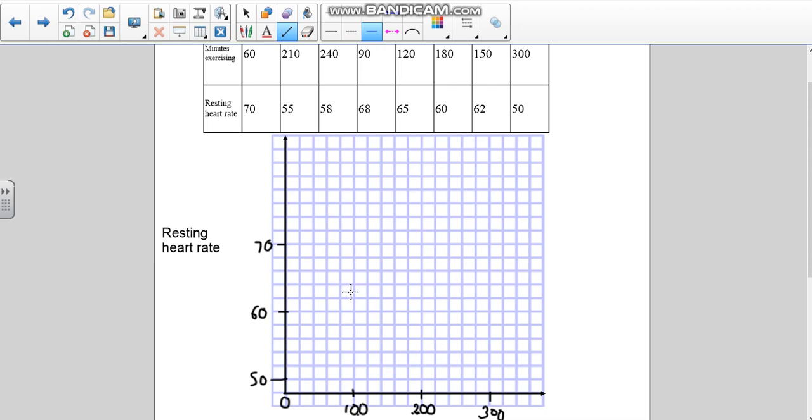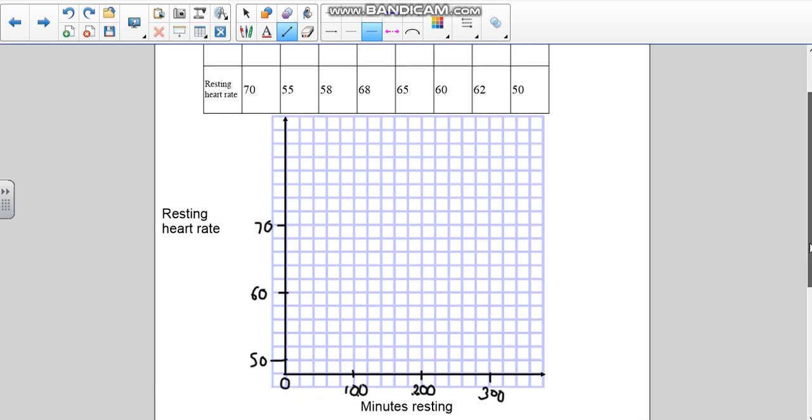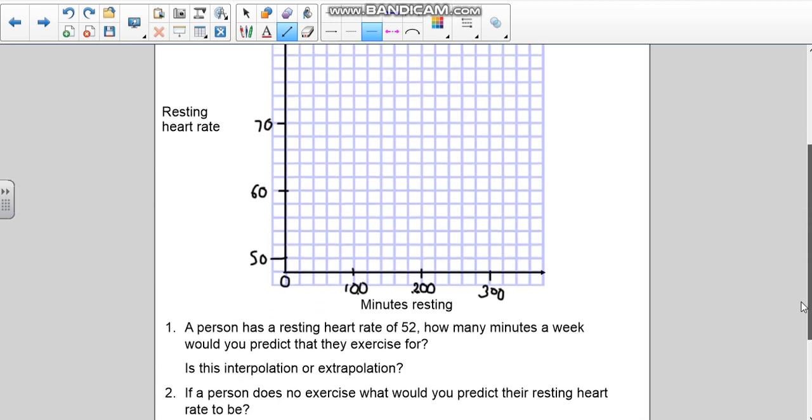So again, plot these points onto your grid, and then when you've done that, draw in a line of best fit. Try and make sure you get the general trend in the right direction, try and go through as many points as you can, but have the same number above and below if you can. When you've got your line of best fit in, you might want to think about whether it's positive or negative correlation, and then have a go at these questions here.